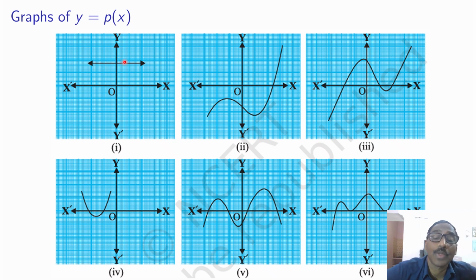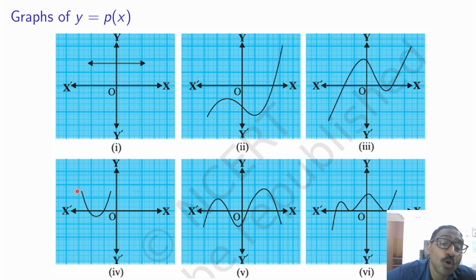Now coming to the second graph, how many times is this curve intersecting the x-axis? Only one time. So the second one is having 1 zero. For the next, how many times is this curve intersecting the x-axis? One time, this is the second time, this is the third time. So at 3 points the curve is intersecting the x-axis. So how many zeros is it having? 3 zeros.